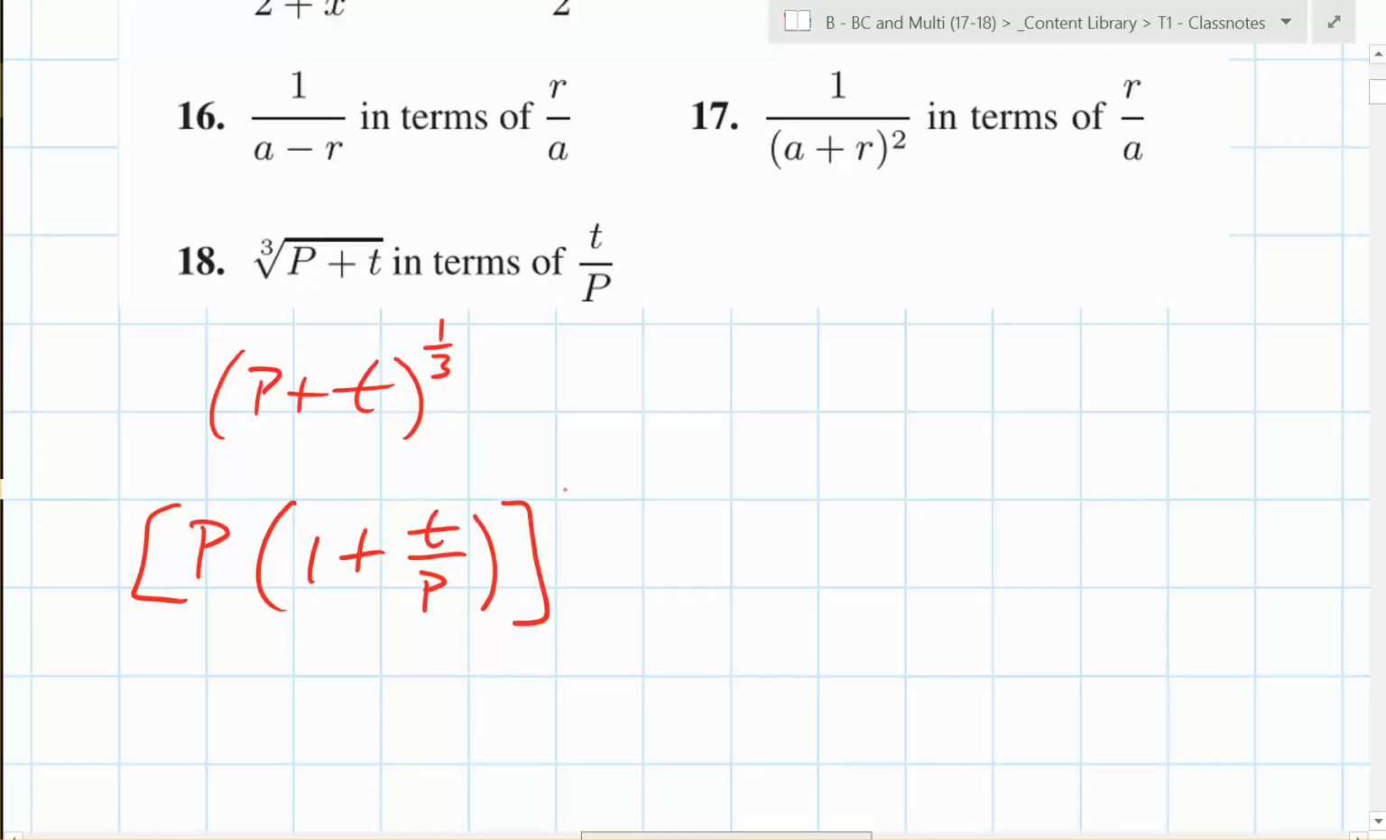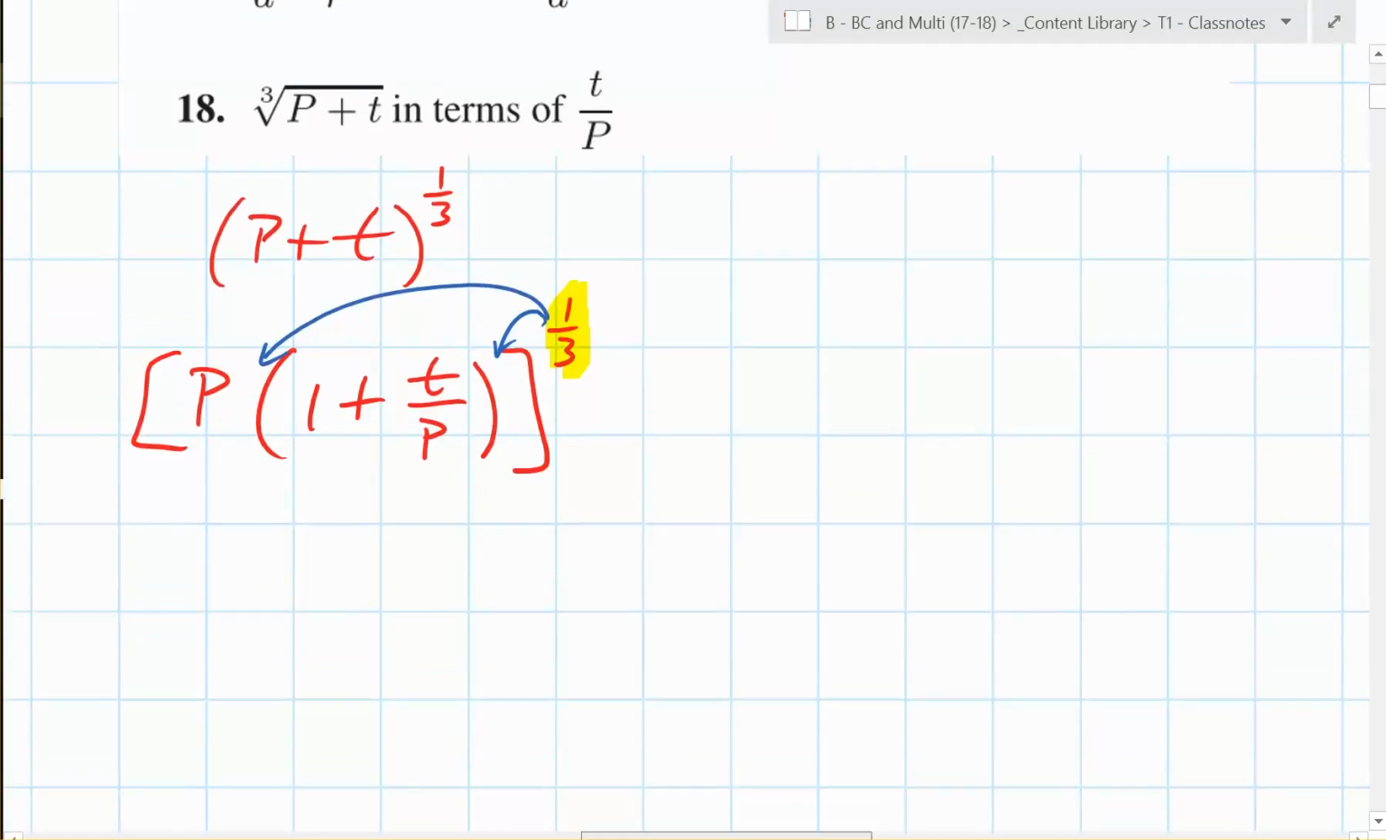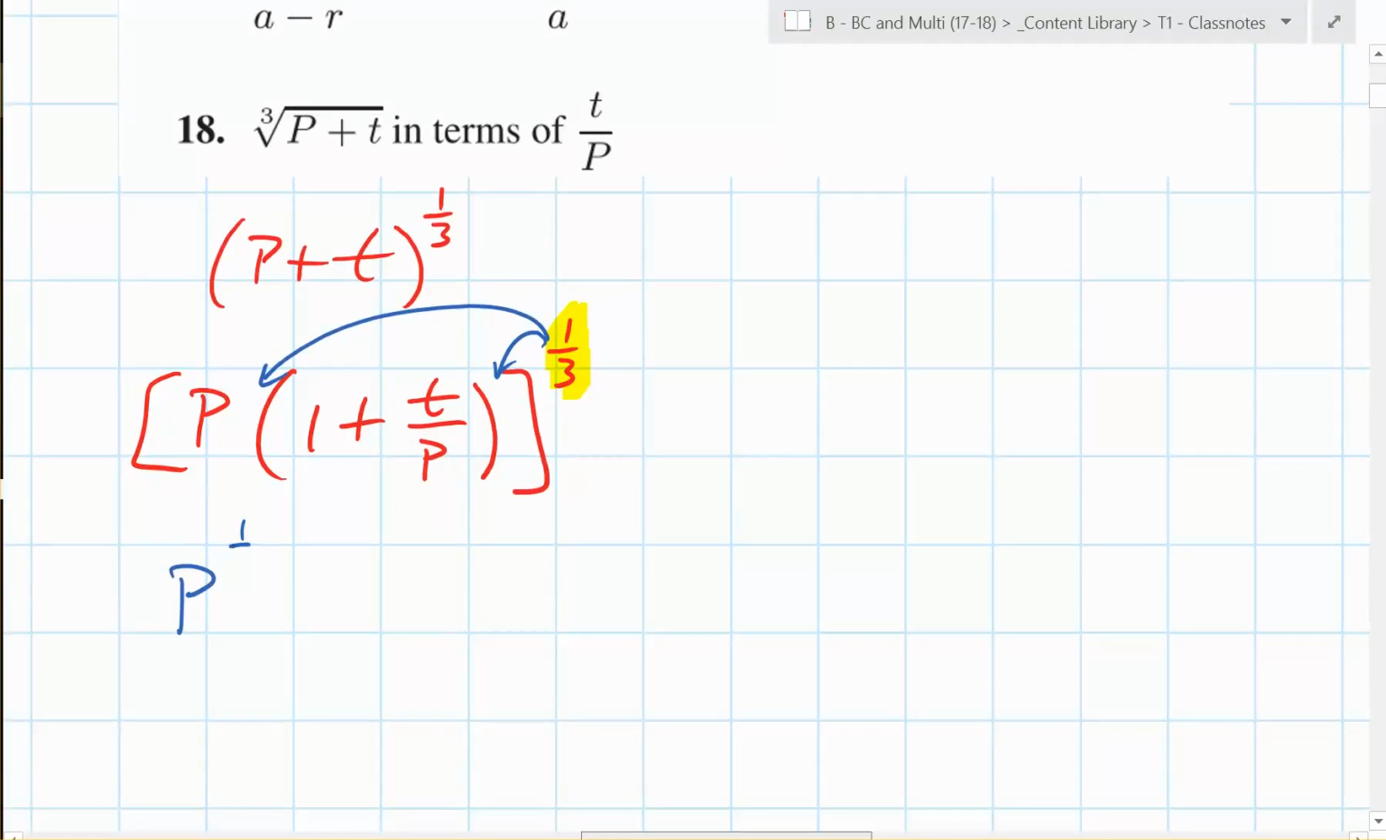To the what power? Have we changed anything yet? Has anything changed about this expression? No. What do you do with powers here? What can you do with the power here? You can distribute it in, correct? So what do you end up with? P to the 1/3 times 1 plus t over p to the 1/3.